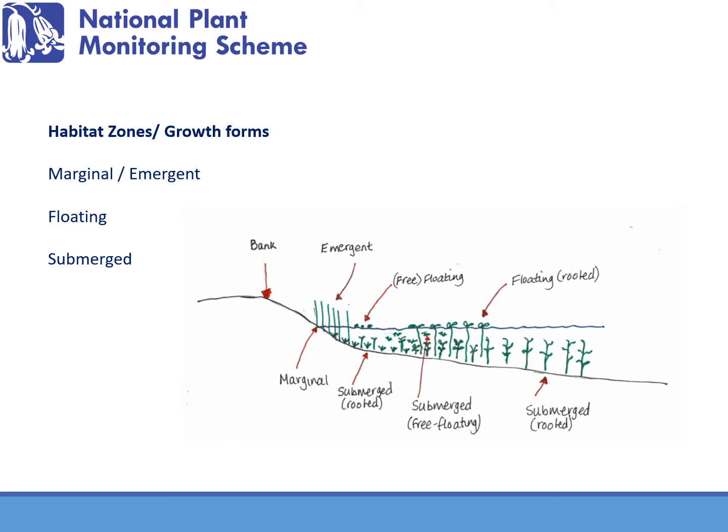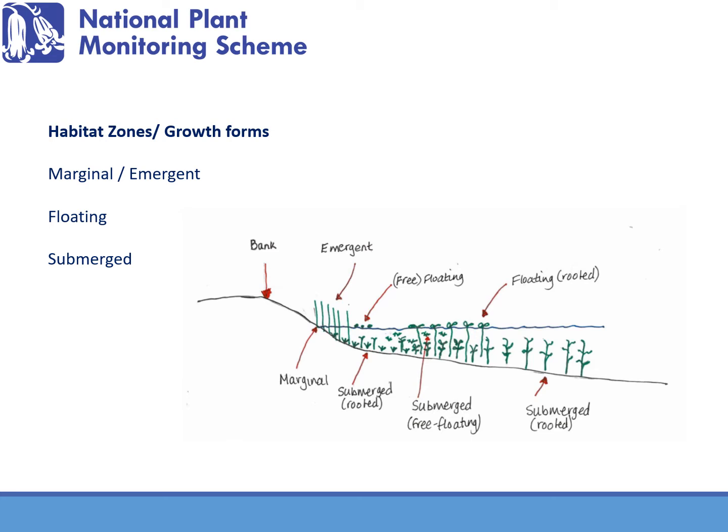Next, we have the emergent species. These tend to have their roots in areas which are permanently waterlogged or generally below the surface of the water level. But they may have leaves and stems and flowering parts which emerge above the water surface, and they can extend for some distance out from the shore.